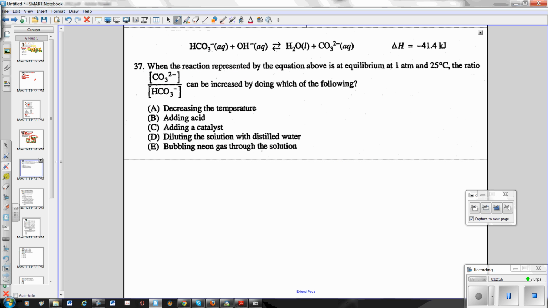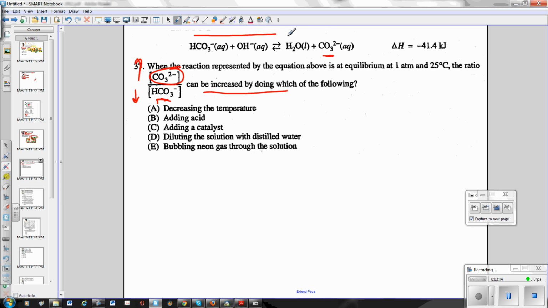Here's an example of Le Chatelier. If you look, they're talking about CO2, CO3 2-, which is here, and HCO3-, which is there. They want to know the ratio can be increased. The way you increase the ratio is the products get larger, reactants get smaller. That's going to happen if you shift the reaction to the right. If you notice, heat is negative, which means heat goes over here.